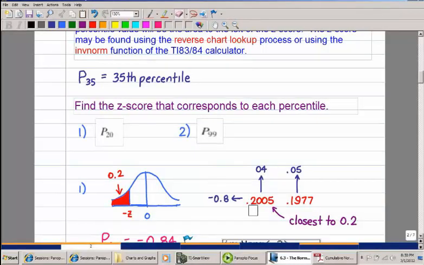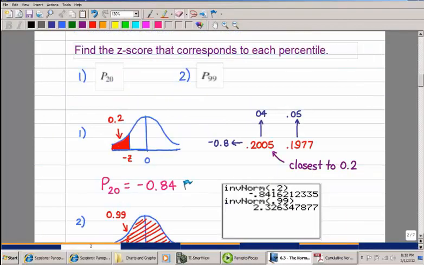And then here I have a handwritten note where I show this 2005 and the 1977, and closest to 0.2, and there it is. Negative 0.84 is the z value that corresponds with the 20th percentile.